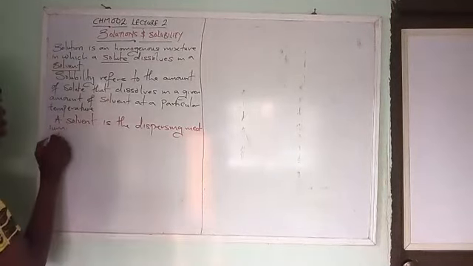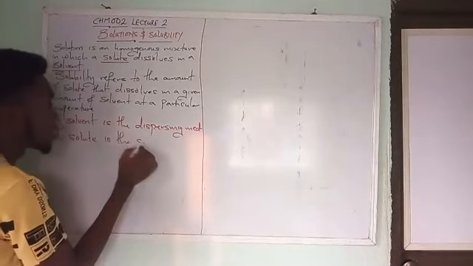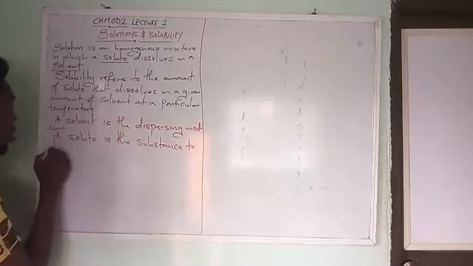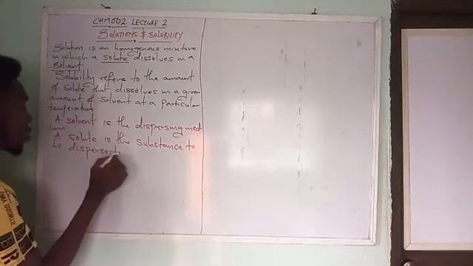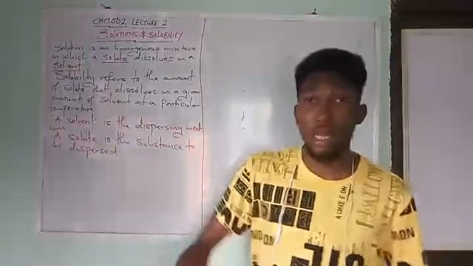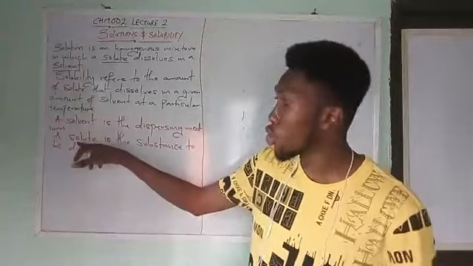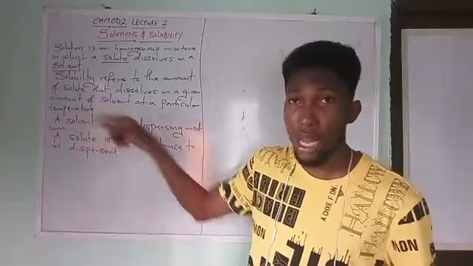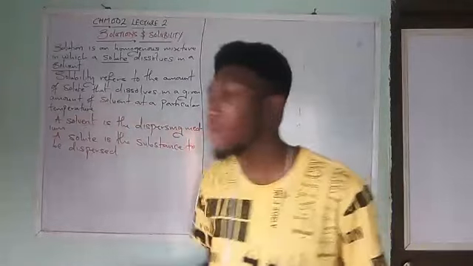But on the other hand, a solute is the substance to be dispersed. So that's the meaning of a solution. You are dissolving something in another thing, and that thing you are dissolving is called the solute, because that's what wants to get dispersed. Then the solvent, on the other hand, is referred to as your dispersing medium, because that's what will dissolve the solute.